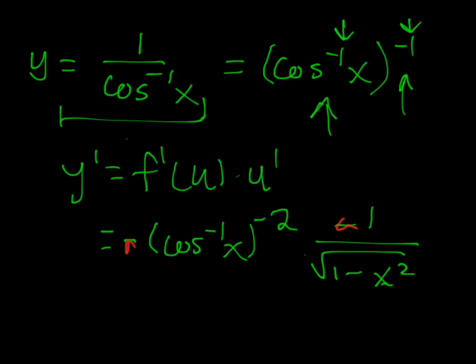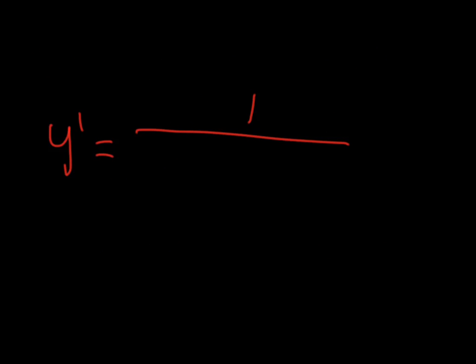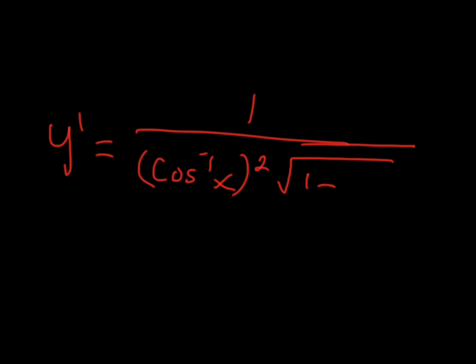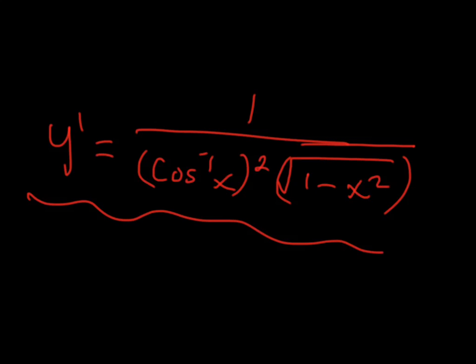So y prime is equal to 1 over cos^-1 of x squared, so the exponent becomes positive when I take it to the bottom, and then square root 1 minus x squared, and I might just throw that in brackets just to make it look a little bit prettier. So that's all she wrote, guys.